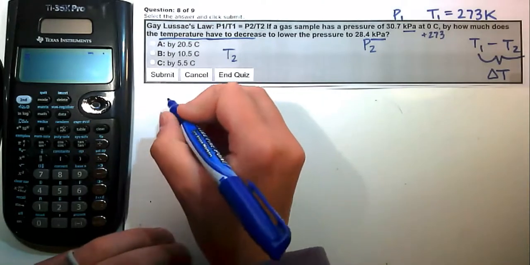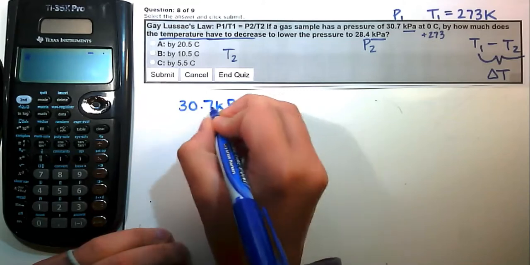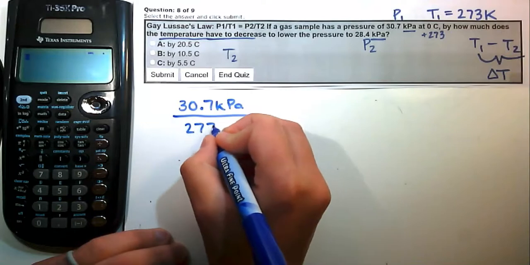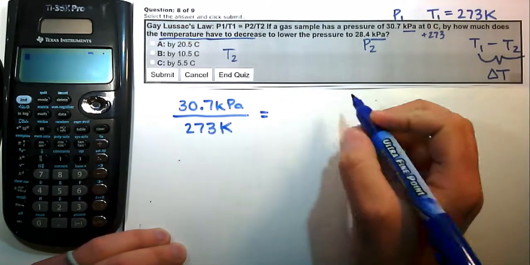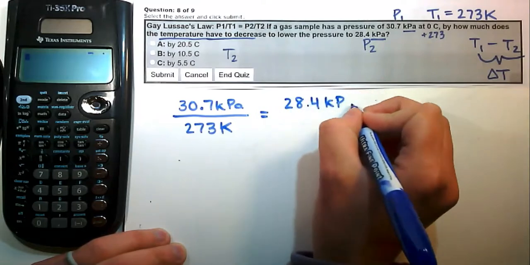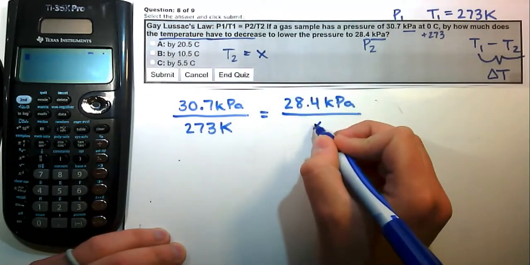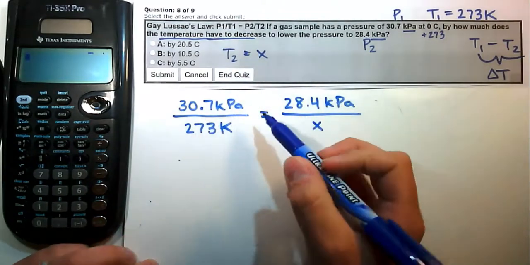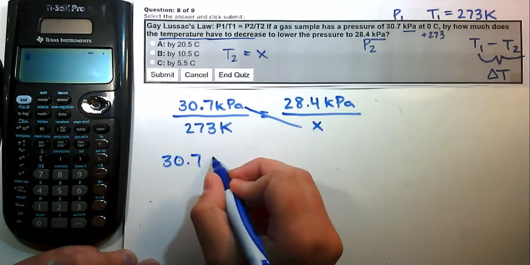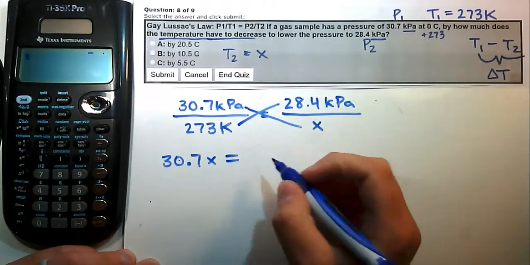All right, so P1, 30.7 kilopascals, over T1, which is 273 Kelvin, equals P2, 28.4 kilopascals, over T2, which we don't know, so we're going to substitute in X. Now we need to cross multiply: 30.7 times X, and I'm going to leave off my units, equals 273 times 28.4.